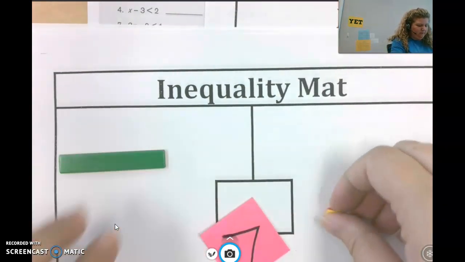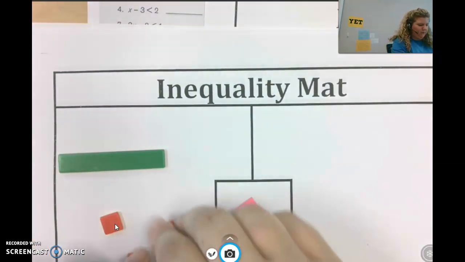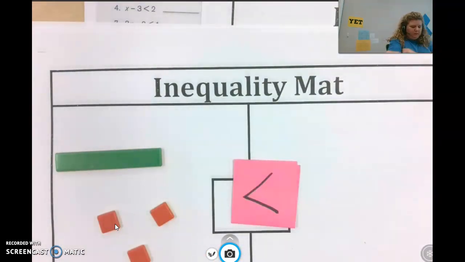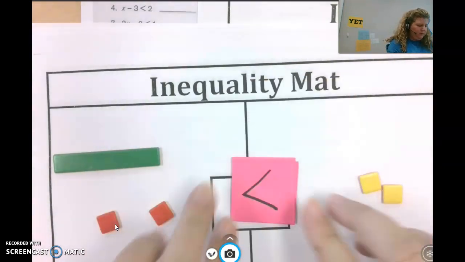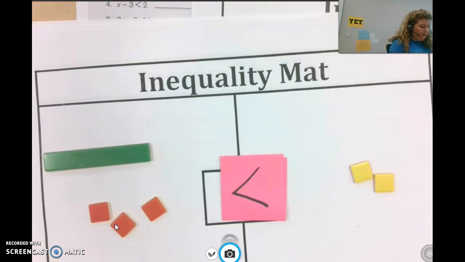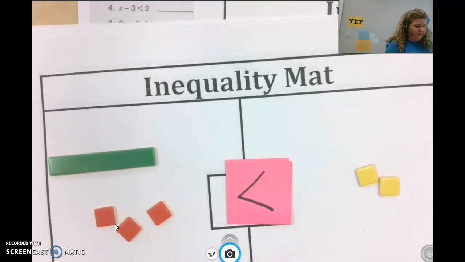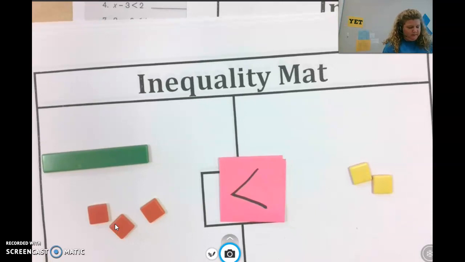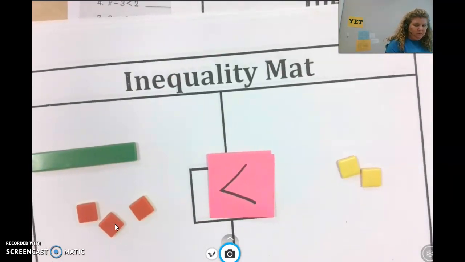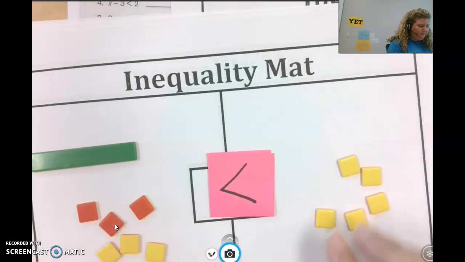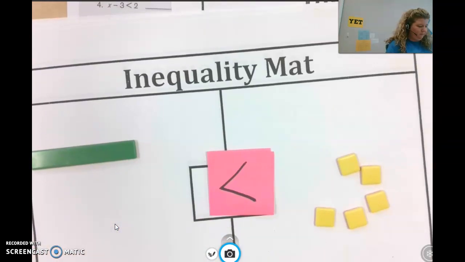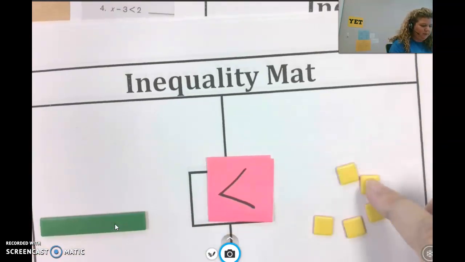So x minus 3 is less than 2. So I would need to remove 3 negatives from each side, but I don't have that option because I don't have 3 negatives on this side. So instead of that, I'm going to add 3 positives, because if I do that, this makes 0 pairs, which I can then remove, and x is less than 1, 2, 3, 4, 5.